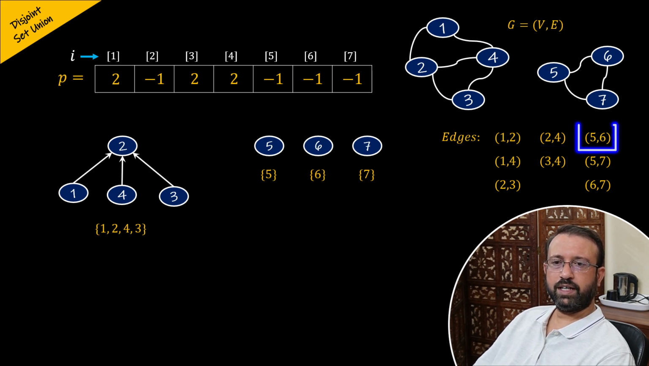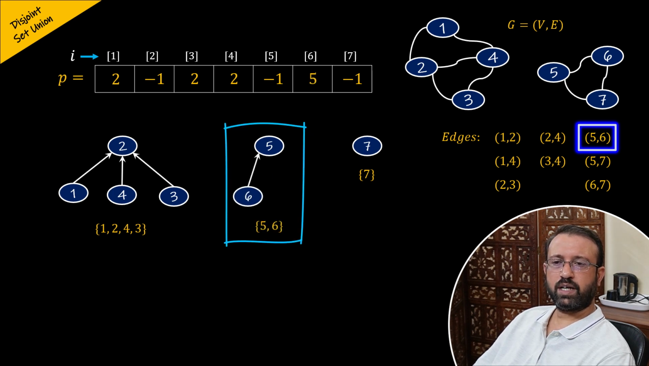Then we have an edge between vertex 5 and vertex 6. Vertex 5 belongs to set 5 and vertex 6 belongs to set 6. So they are in different sets. Therefore, we will perform union of set 5 and set 6. So now after the union operation, vertex 5 and 6 will be in the same set.